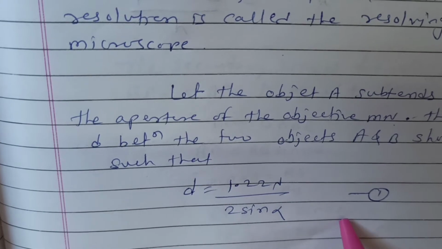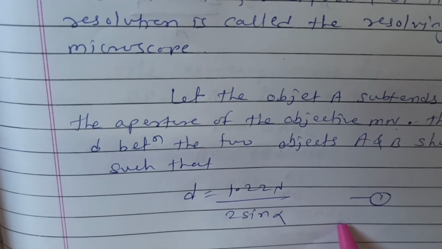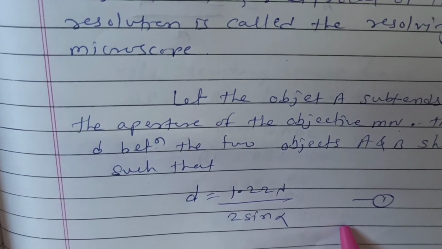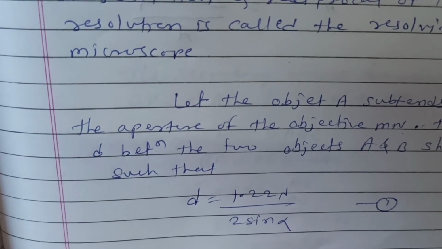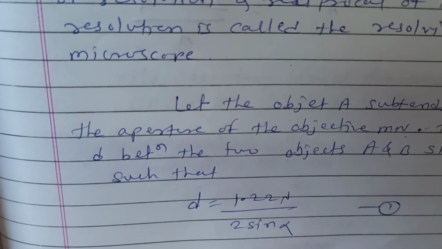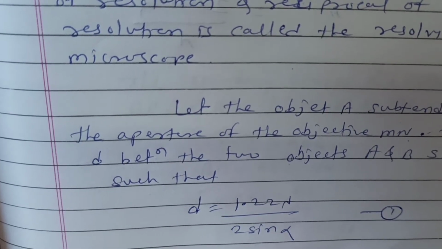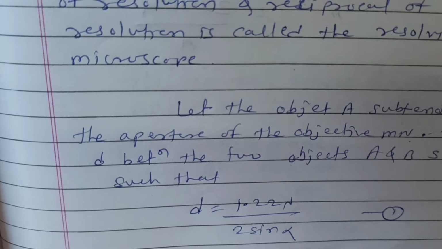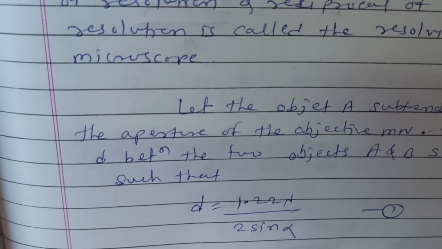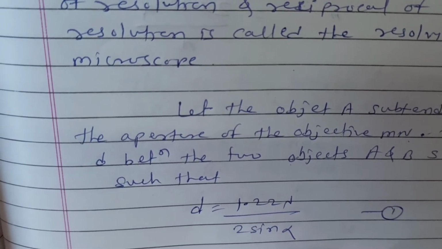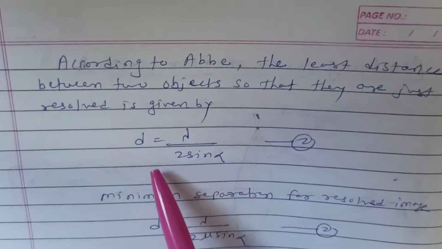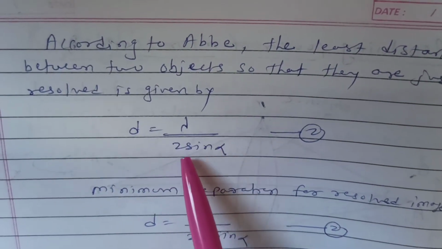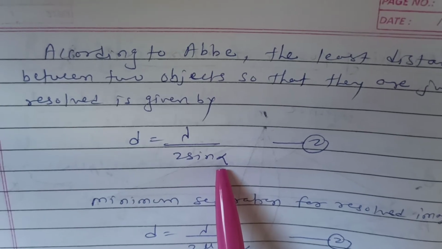This equation is based on the assumption that the objects A and B are self-luminous, but generally these objects are illuminated with light. It is found that the resolving power depends upon the mode of illumination. According to Abbe, the least distance between two objects so that they are just resolved is given by small d equals lambda upon 2 sine alpha.